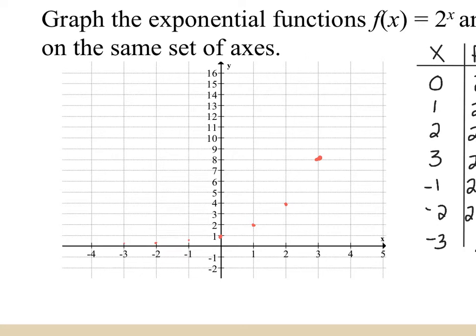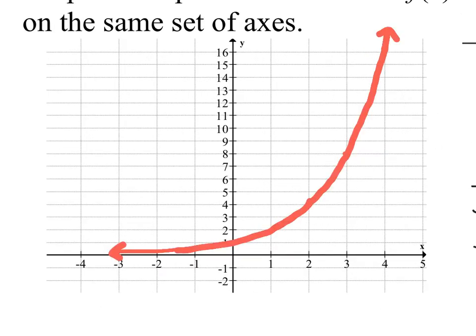Now, we might be able to add one more ordered pair on here, so if I do 2 to the 4th, I would get 16. So we could put that one on as well. And then we're going to try to connect these with a nice, smooth line. Notice I called it a line, but it actually is more of a curve. So this is my f of x equals 2 to the x.